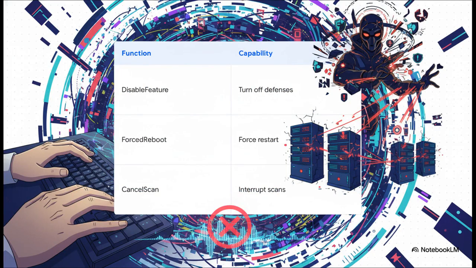Just look at the destructive power this leak represents. We have Server MP Disable feature, which strongly implies the capability to just selectively turn off crucial antivirus defenses. There's Server MP RPC Forced Reboot, a command that can force the host machine to abruptly restart out of nowhere. And then you have server MP on-demand cancel scan, which could maliciously interrupt active system threat scans right while they're running. If a threat actor gets their hands on these, they aren't just bypassing the system. These are tools for total system manipulation.